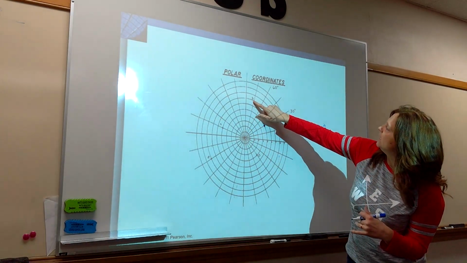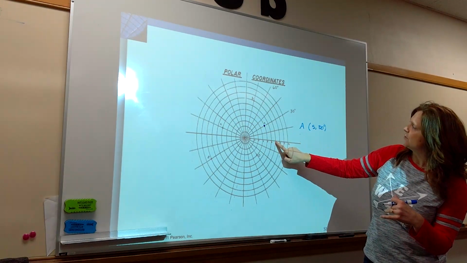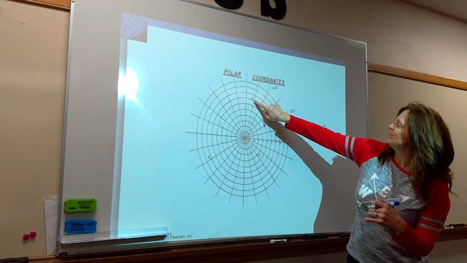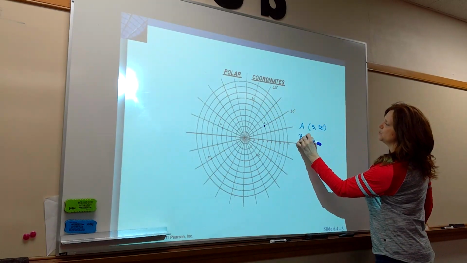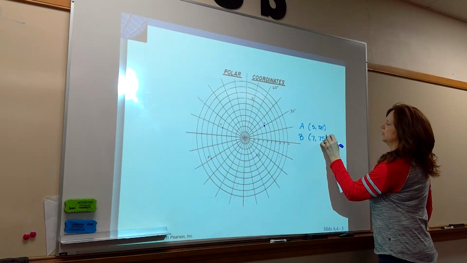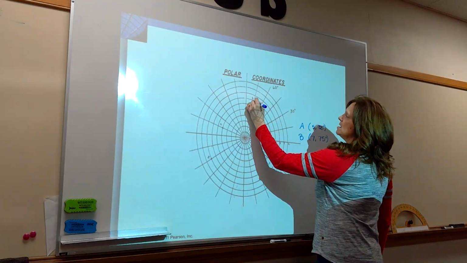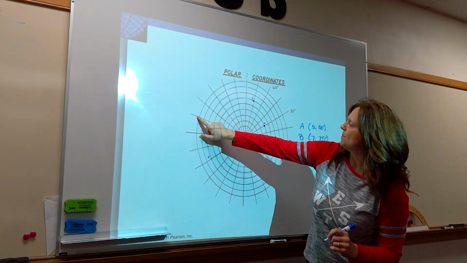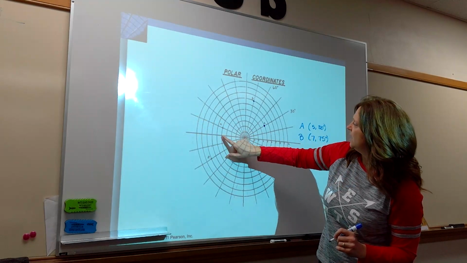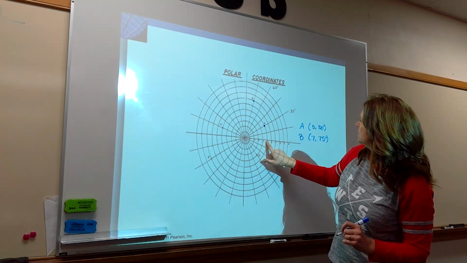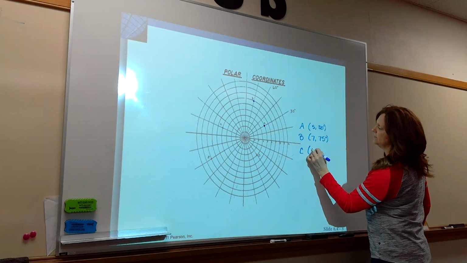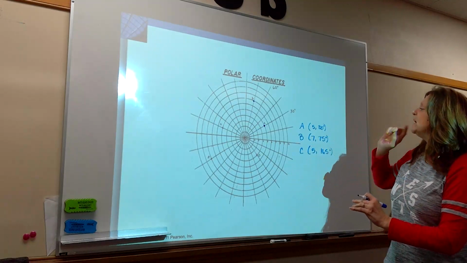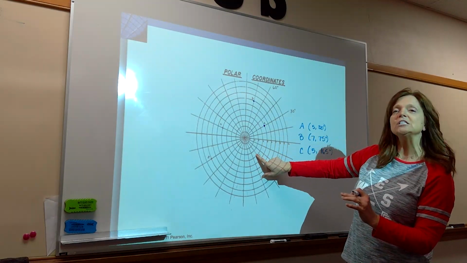So B right here would be 7 for your radius, and then you can see these are 15-degree increments, so that would be 75 degrees is where that would be. Okay, so there's B. C looks like that would be 180 degrees here, so minus 15 would be 165. And that is a radius of 5 again. So C is 5, 165 degrees. And so I just want you to be able to kind of visualize what it looks like. You can use negative rotations as well.